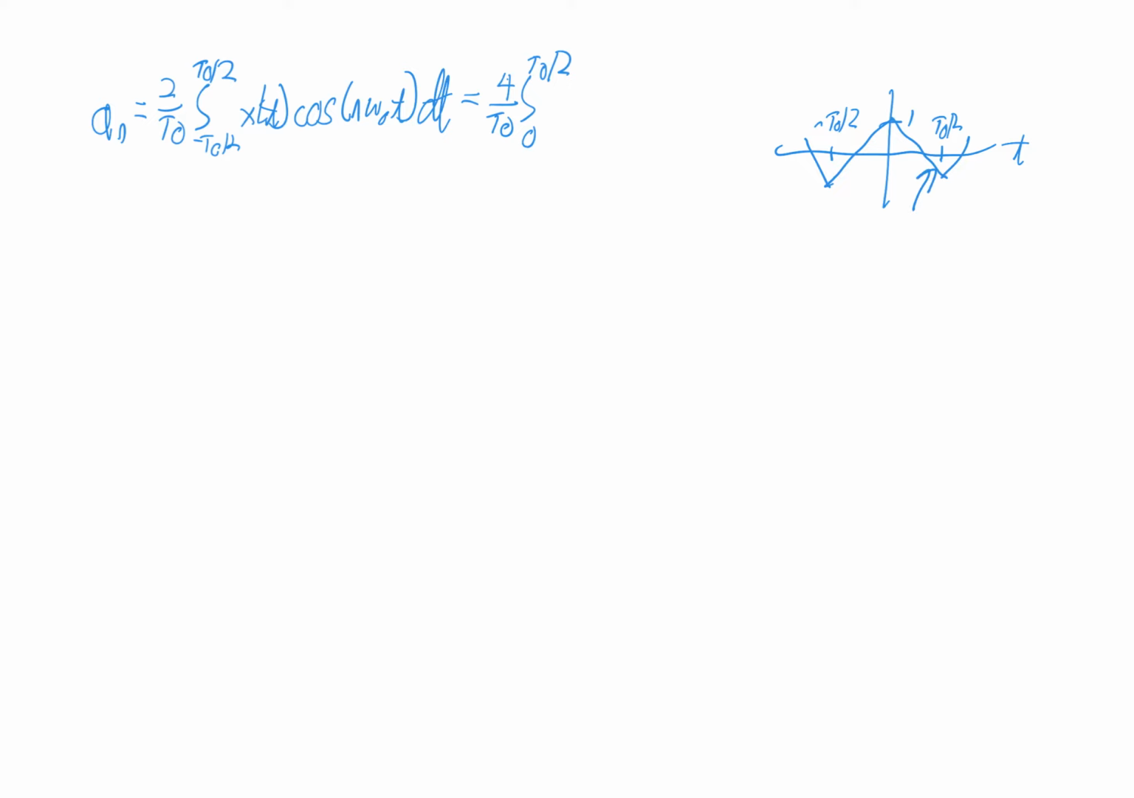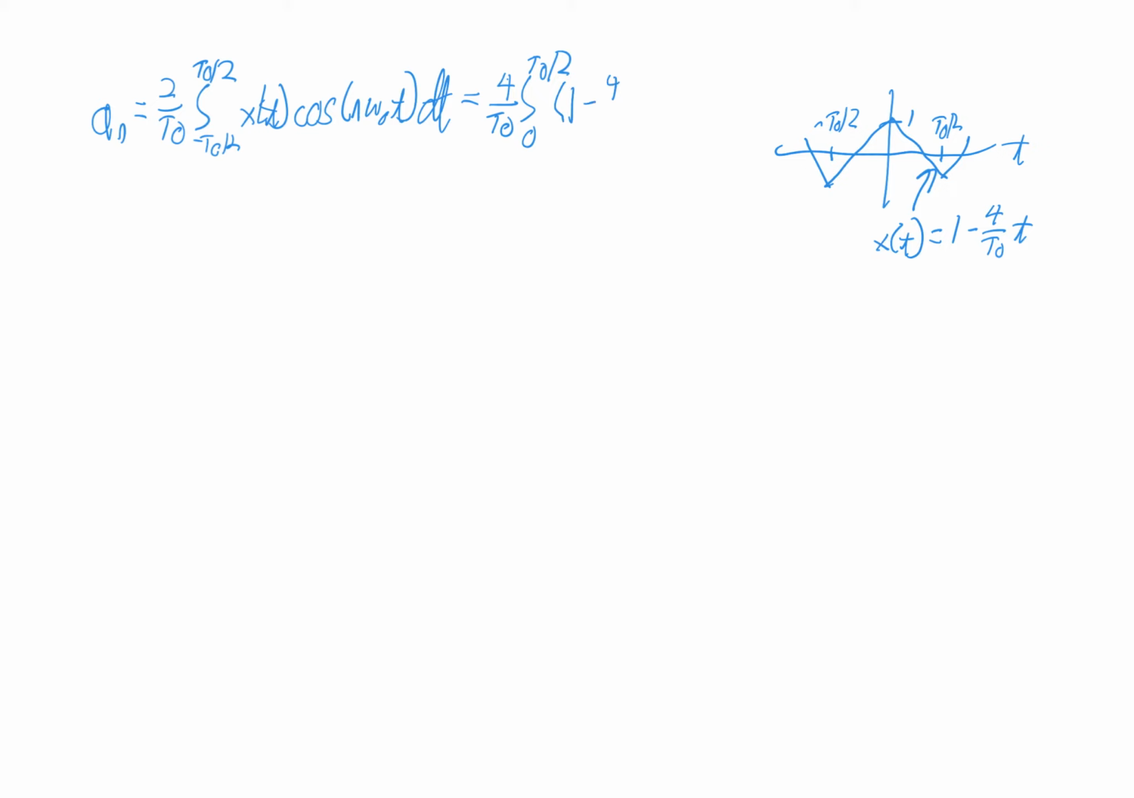So now we need an equation for this line. So x of t in this range is 1, so that's the intercept at 1, and the slope is negative 4 over T0. And we multiply that slope times t. So we see that it is decreasing by 2 volts in the time T0 over 2. So that gives us a slope of negative 4 over T0. So there we have an equation of that segment, and that is the expression in our integral.